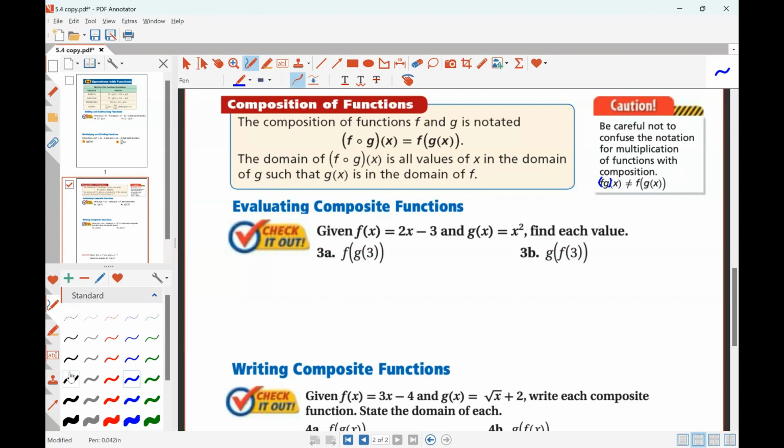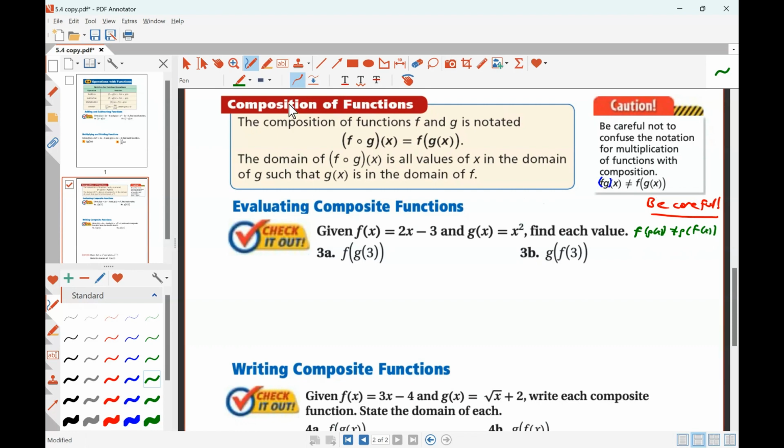Plus, in composition of functions, order matters. So f of g of x is not always the same as g of f of x. It is the same for some functions, but it is not always the same. So order matters in composition of functions.